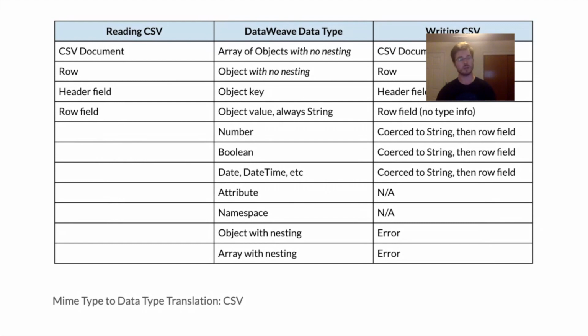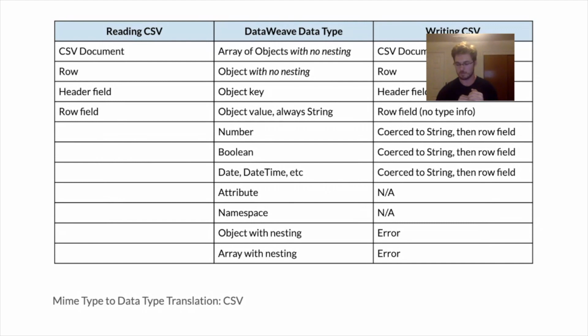The header fields wind up getting translated into object keys, and if you don't have a header on your CSV, they still wind up getting translated into object keys, but they wind up being indexes. So you'll have an object where the key is 0 and the value is the field at column 0, and you'll have the key 1 and the value at column 1, etc. Row fields just get translated into object values, and they're always a string.